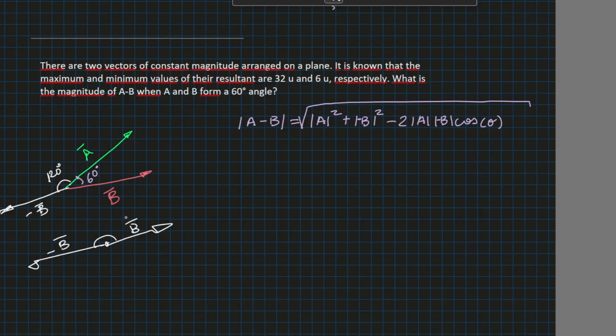Okay, let's just leave this there so you can remember. So what we have to do now is, the angle will be 120 degrees, because they are asking us A minus B, 120, but we don't know the magnitude of each vector.